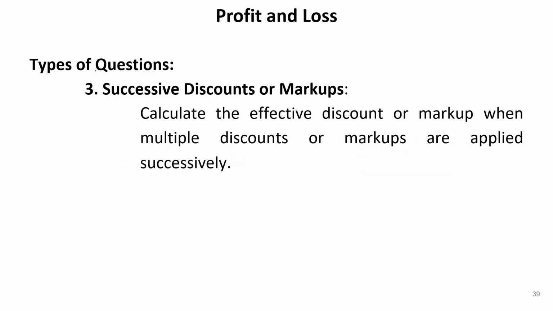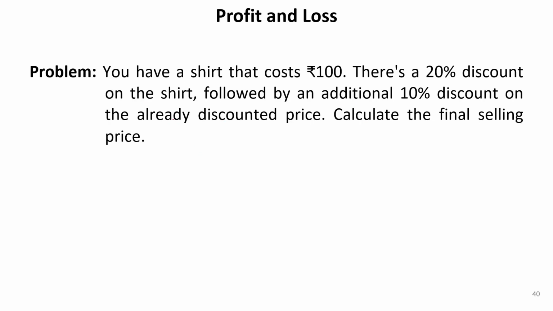Okay, let's see the third kind of question. It is on successive discounts or markups. Calculate the effective discount or markup when multiple discounts or markups are applied successively. You have a shirt that costs 100 rupees and there is a 20% discount on that shirt, followed by an additional 10% discount on the already discounted price. Calculate the final selling price.